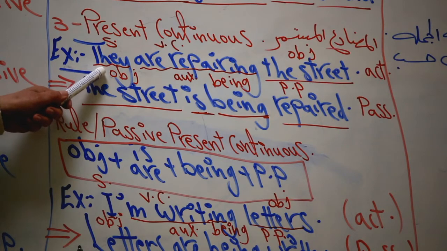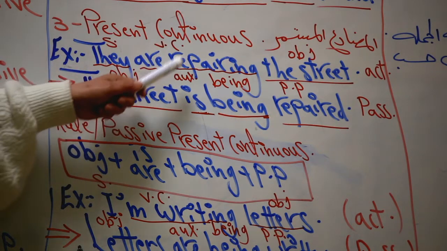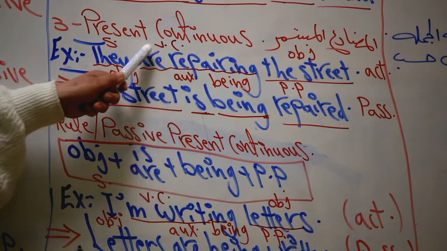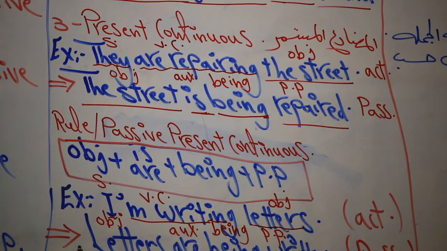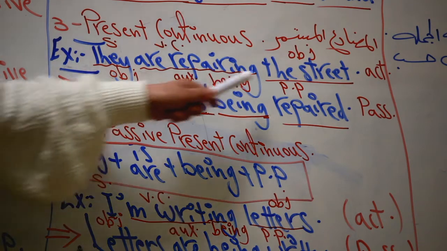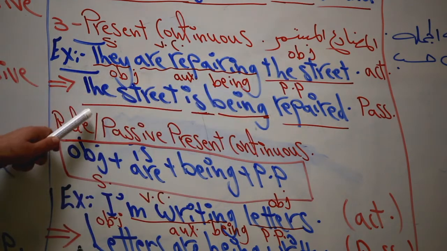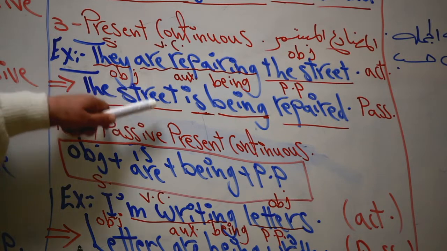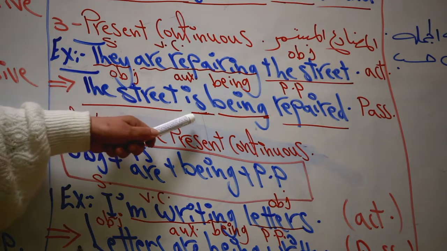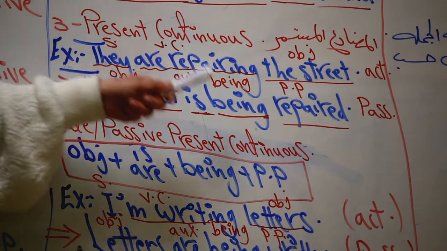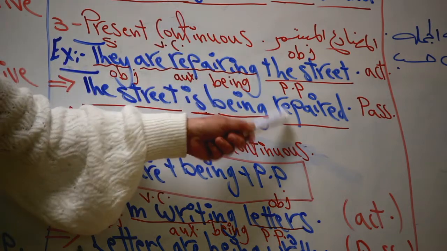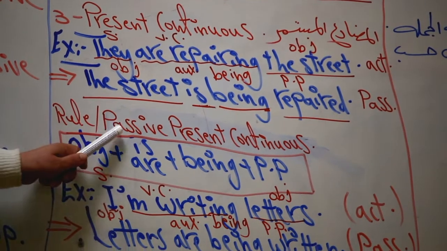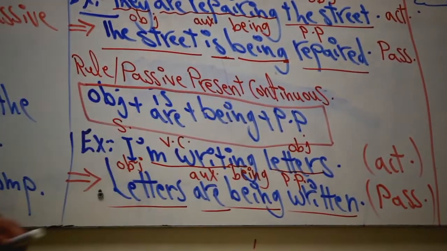أقسم الجملة. I classify the sentence. They are repairing the street. They, subject; are repairing, verb continuous; the street, object. So the same thing. I will bring the object. أقدم المفعول به في بداية الجملة. مفرد أو جمع. I have the street هو مفرد. إذا I'm going to use what? Is plus being plus past participle. إذا a rule for passive present continuous.